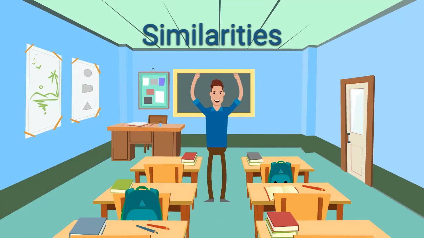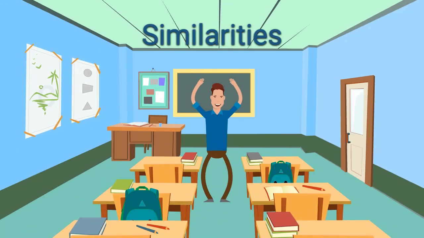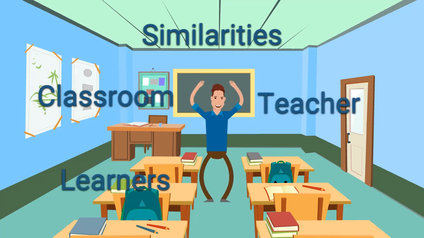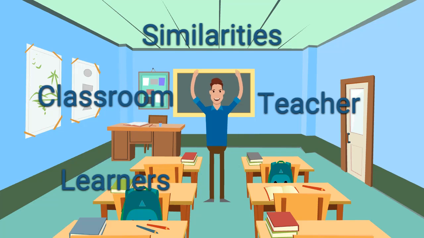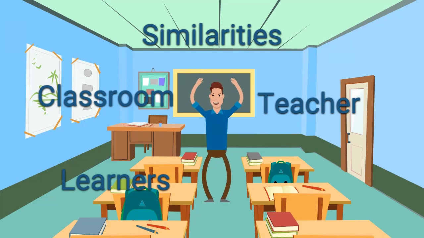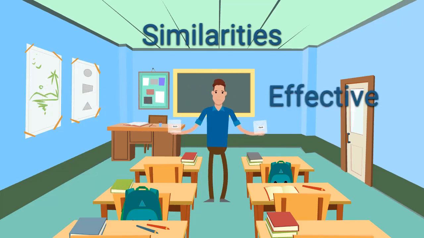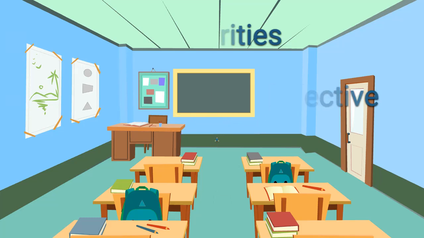First, the similarities of the traditional and online environment. Both have a classroom, both have a teacher or an instructor, both have students or learners. So, in that sense, one is virtual, one is in real life, but they share the same features. The other feature they share is that they're both effective. That is, it results in learning competency in students who can earn a degree.